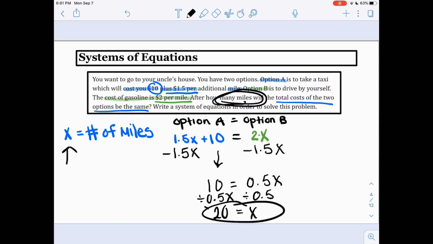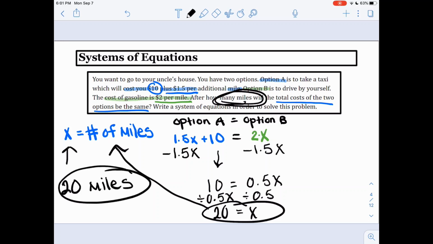What that means is the two options are equal to each other after driving for 20 miles. So depending on how far I'm driving will determine which of the two options I choose.